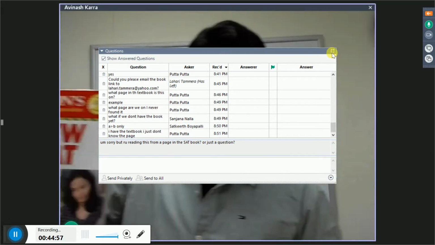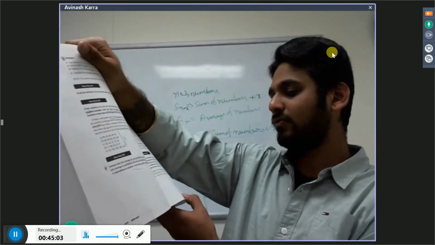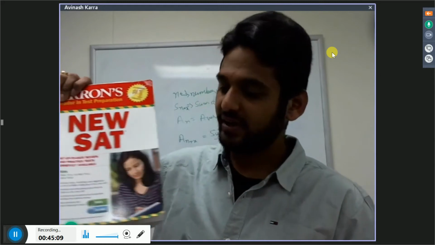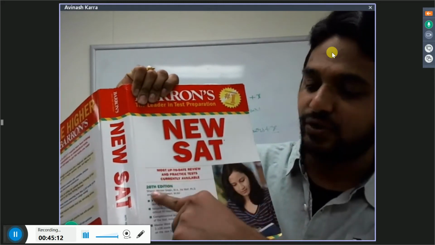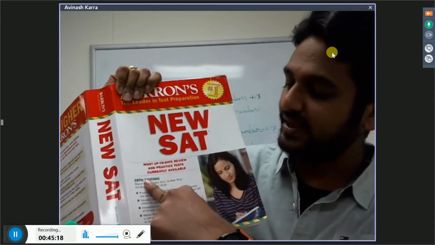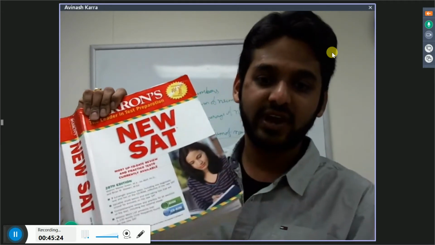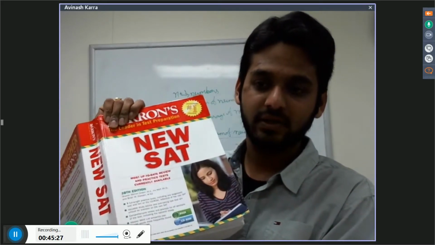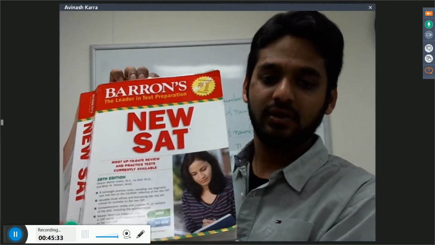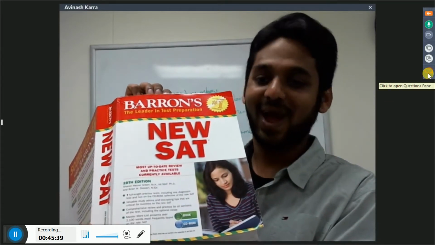Right now I'm going with page number 495. And this is the textbook, New SAT, 28th edition. This textbook not only helps for the math, but also for the English. It's like a whole guide.